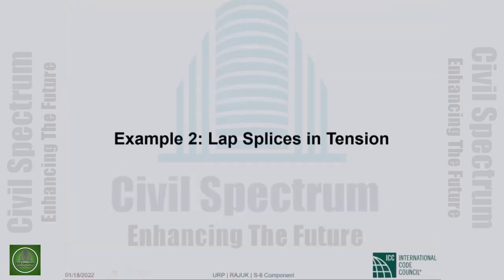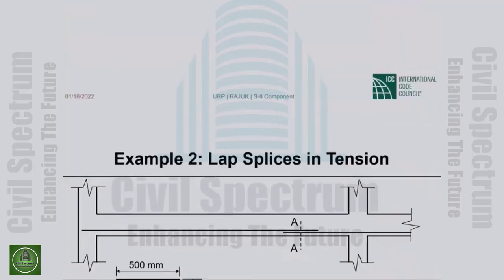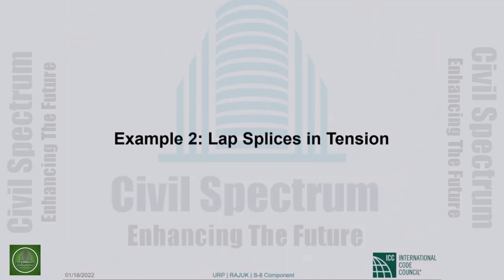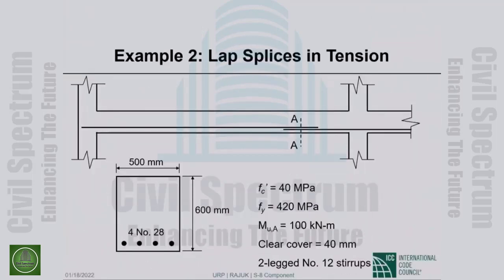Okay. So there were two examples, 2 and 3, that I couldn't do the other day. One is lap splices in tension. This will be lap splice in a beam. So this is a beam. This is the positive reinforcement. We want to lap splice the positive reinforcement. Obviously, we will do it where the bending moments are low, near the inflection point, definitely not near midspan.